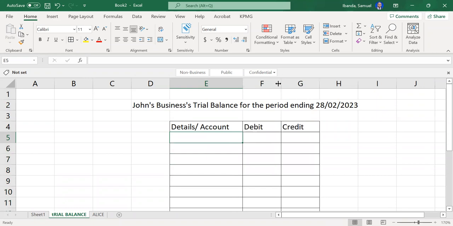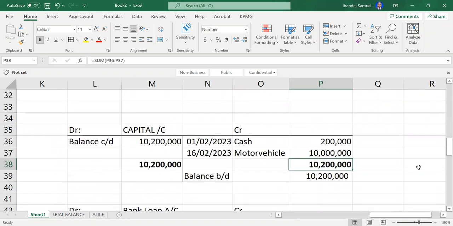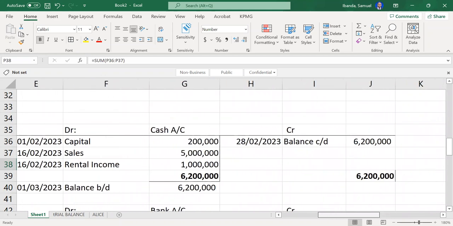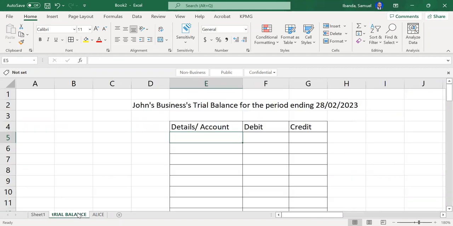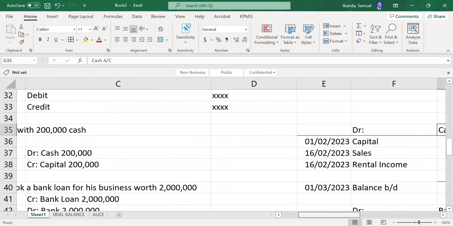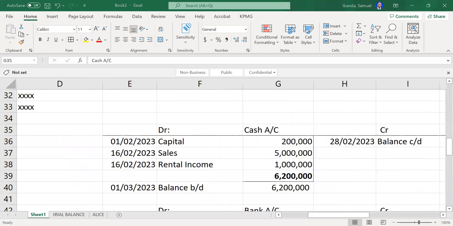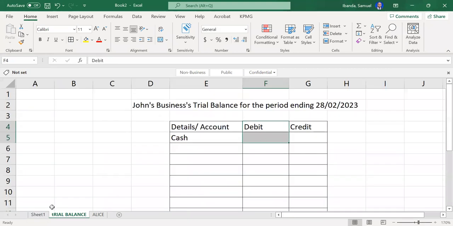So what happens is you now come and pick each of the balances. Let's start by recording cash. I'll come to the cash account and just pick the name of the account, which is cash. In recording the balance here, I can record it under debit or credit. But what will determine whether I record it on the debit or credit is where my balance brought down is. Now my balance brought down is on the debit side. So I'll come to my trial balance and record this balance of 6.2 on the debit side. Now that is cash.